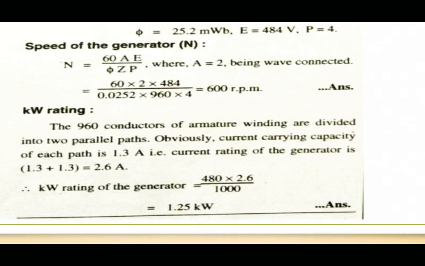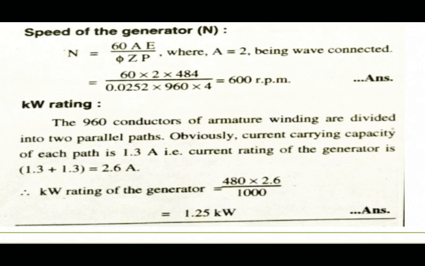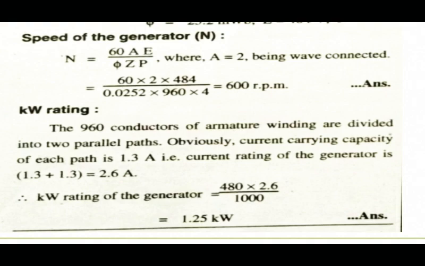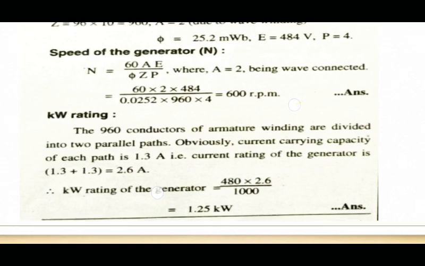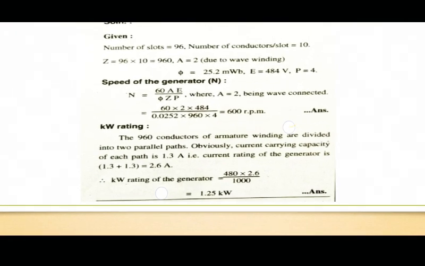For the kilowatt rating, the 960 conductors of the armature winding are divided into two parallel paths. Obviously the current carrying capacity of each path is 1.3 ampere, so the current rating of the generator is 1.3 plus 1.3, which gives 2.6 ampere. So the kilowatt rating of the generator will be 480 into 2.6 divided by 1000, and by calculating we get a kilowatt rating of 1.25. Now we will go to the next example.